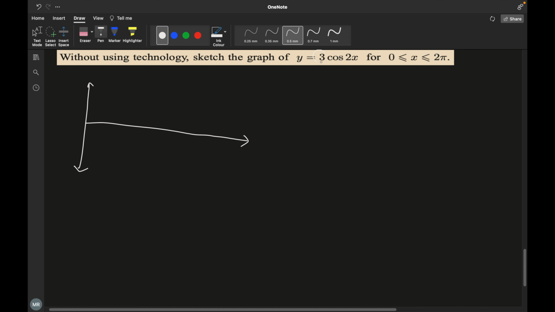Okay, so the amplitude would be 3. So let's say this is 3, this is minus 3, and the period would be 180 degrees. So this would be 360, and this would be 180. Okay, so we start with 3, and we go down, and then go up. That's terrible. Okay, we got to do that again.